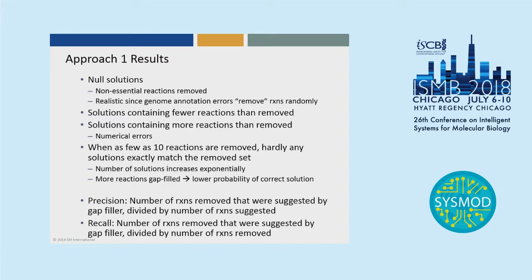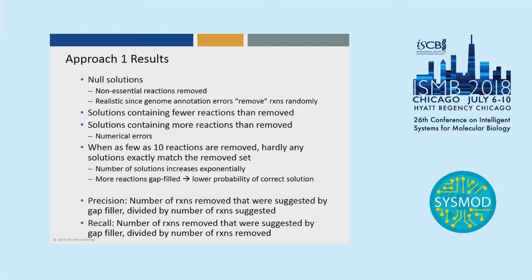And I'll summarize the overall results in just a minute, but a few observations about the results we got. First of all, we removed a certain set of reactions, we'd run the gap filler, and then we compare the reactions the gap filler proposed against the reactions that were removed. If the gap filler was doing a perfect job, it would propose the exact same set of reactions that we had removed. Well, sometimes we actually got a null solution. That is, sometimes the gap filler said, my solution is the empty set. Well, that's actually possible because it may be that when we randomly remove these reactions, we remove some non-essential reactions.